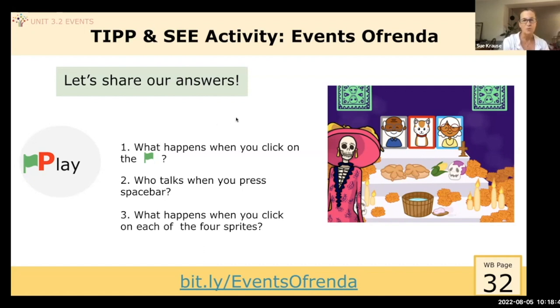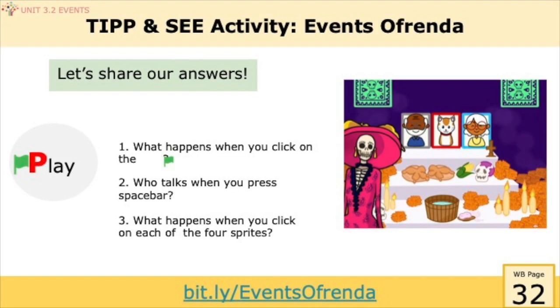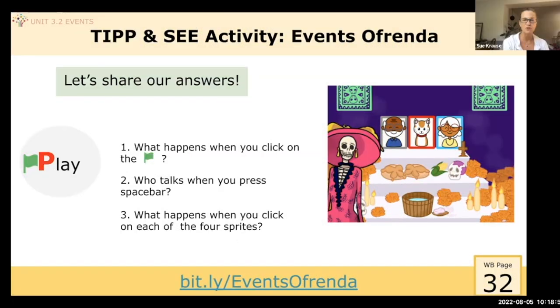Okay. So let's share our answers. What happens when you click on the flag, the green flag? What happened when you clicked on the green flag? Katrina talks. Exactly. She gives instructions. And then this is a good thing to point out to the kids, is that in their projects, it's always good to have a sprite that's going to give instructions, because even though you include the instructions on the project page, a lot of times people will skim right by that and not pay attention to the instructions. So it's good to have a sprite that will give instructions.